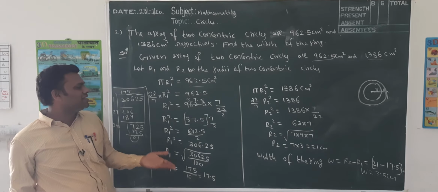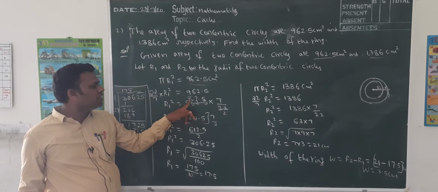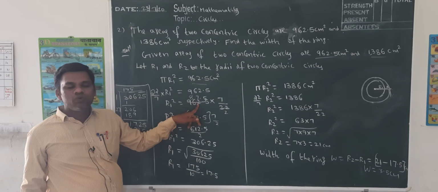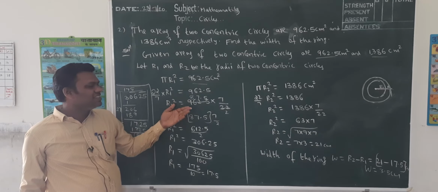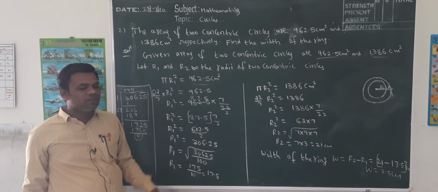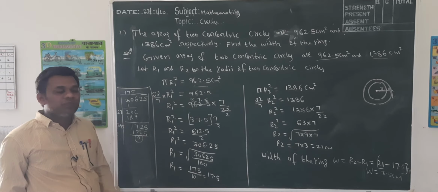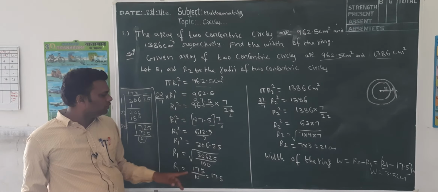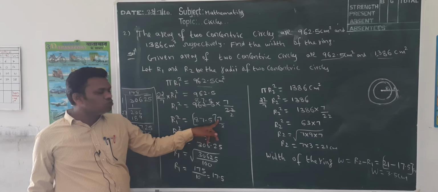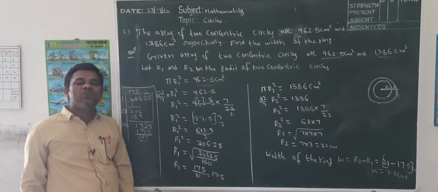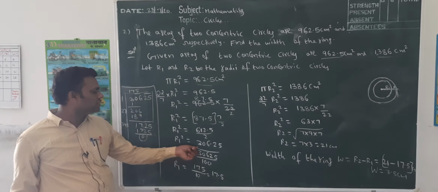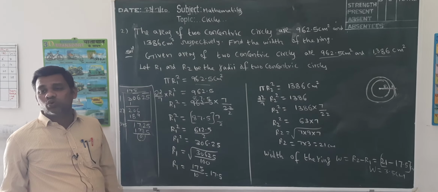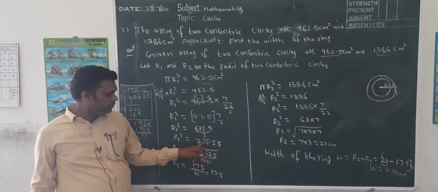With 11 I did cancellation. 11 2s are 22, 11 8s are 88. Again 82 will be there, 11 7s are 77. Again 5, point is there. 55 means 87.5. So 87.5 into 7 upon 2. See, 87.5 into 7 value is 612.5 upon 2. That is r1 square equals 306.